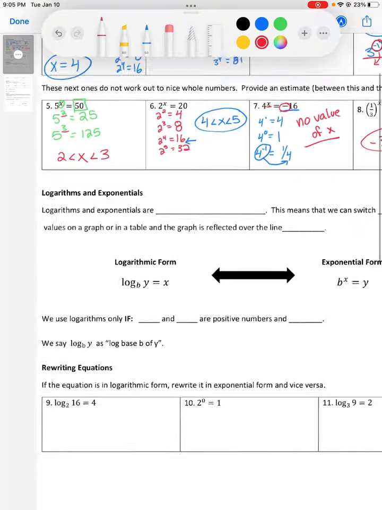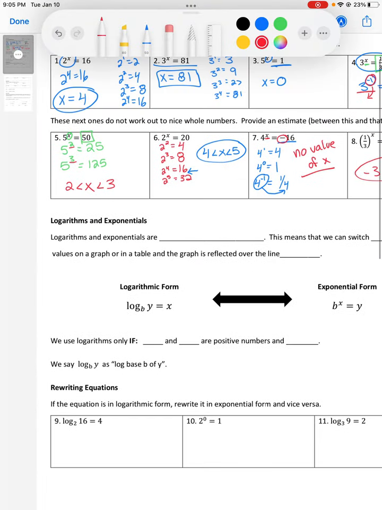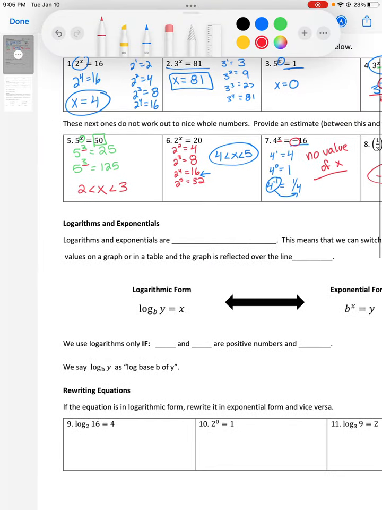Okay, so now with these exponents, with 5, 6, and 7, we couldn't find a specific x value because x was a decimal. So we need something to help us figure out what these missing x values are when they're exponents. And that's going to be a logarithm. Logarithms and exponential functions are inverses.